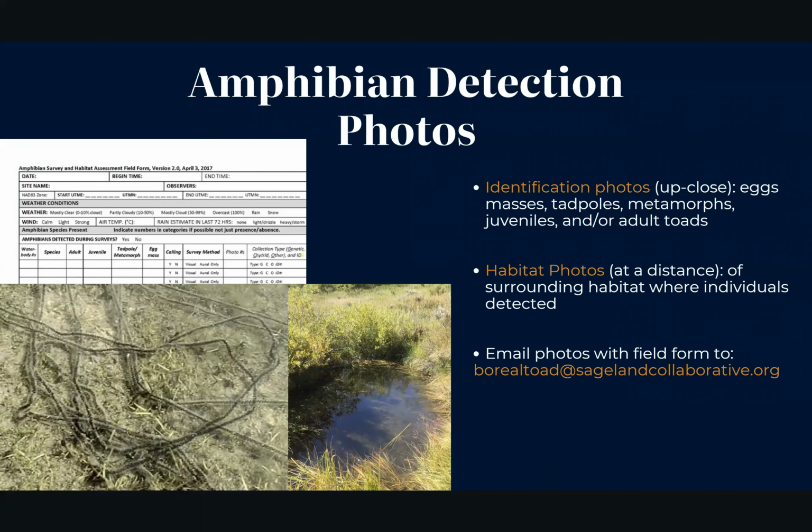In addition to noting the number and whether or not you've seen different species of amphibians, we also want to make sure that you include photos of any amphibians at different life stages that you've seen. We want those to be up close so we can make the identification of the species, which means it's close enough to have a positive ID like this image of toad egg strands here, as well as a photo zoomed out so we can see the surrounding vegetation or the surrounding habitat.